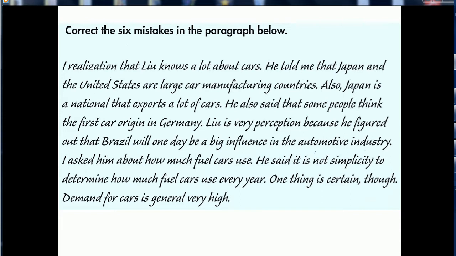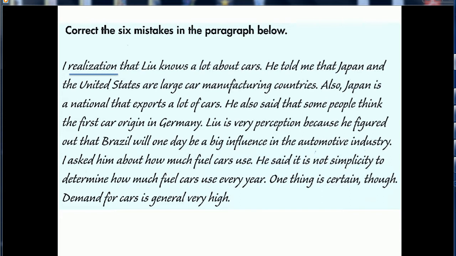Alright students, I need you to give me a hand here because we are going to find 6 mistakes. Did you find the first one? Right. The first one is realization, which is a noun, but we need a verb there. So we said, I realized that Liu knows a lot about cars. He told me that Japan and the United States are large car manufacturing countries. Okay, so far so good.